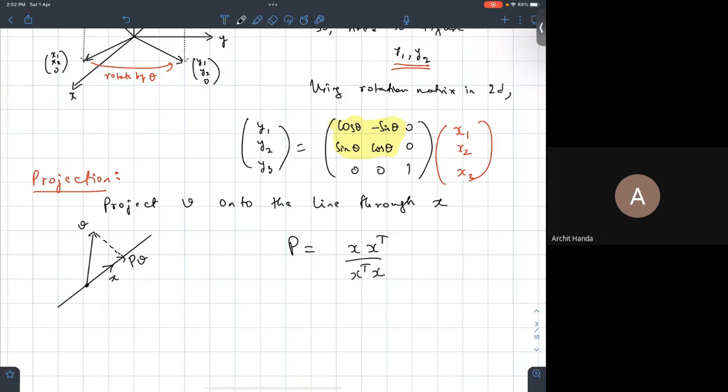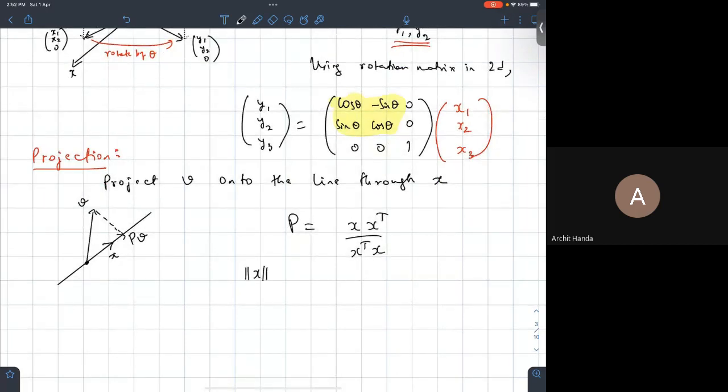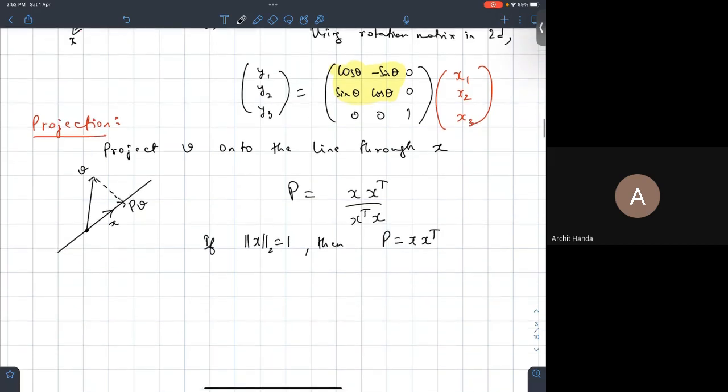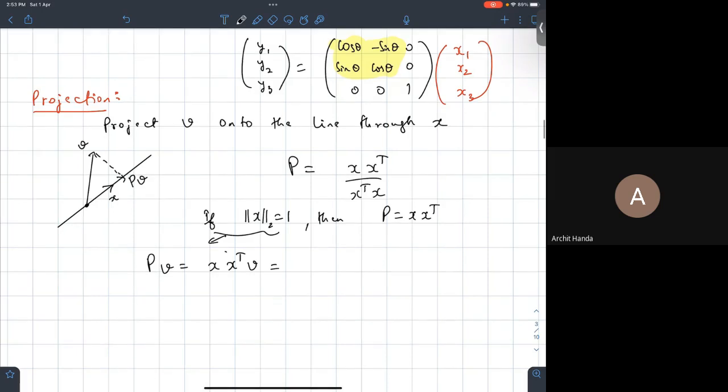That's correct. Suppose norm X equals 1. Then P is XX transpose. If X is a unit vector, or unit length vector, whichever you like. Now, if I look at PV, in this case, it is X into X transpose V. And see, this is a scalar, so I can write it as X transpose V into X. Okay?